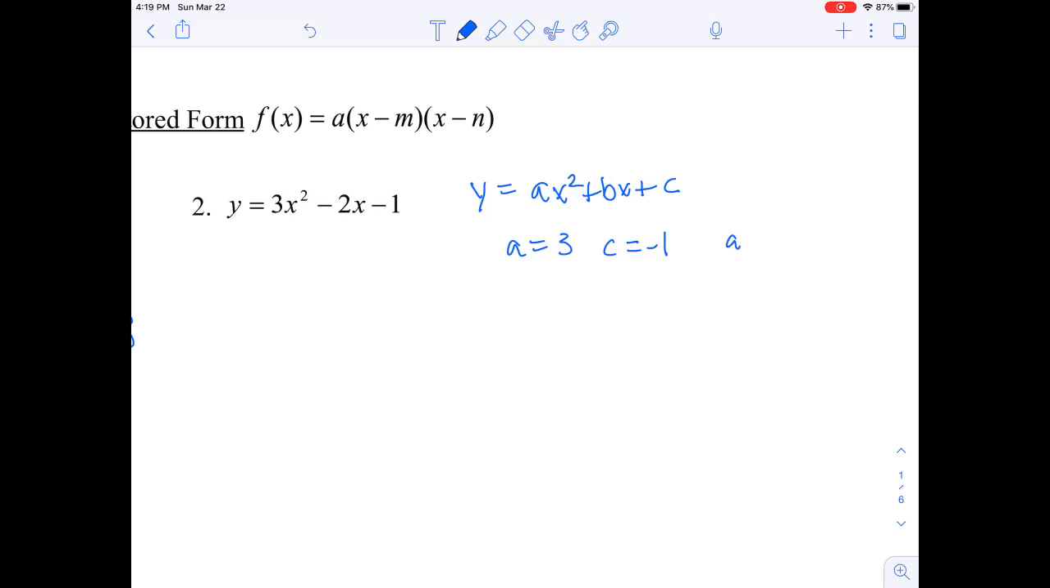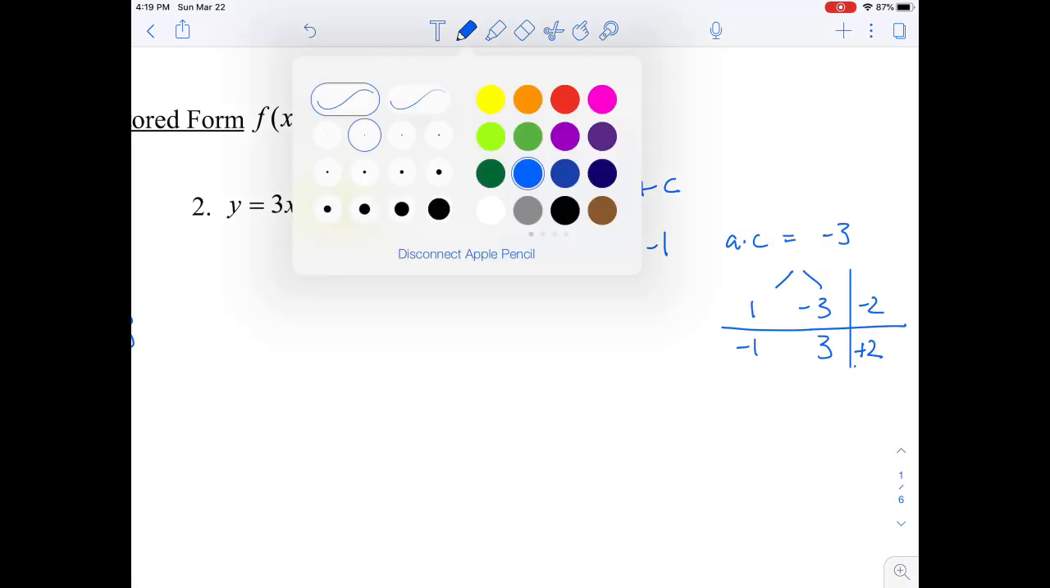So what we do here is we multiply a times c to give us -3, and then we write out all the possible factors of -3, which is 1 times -3, or -1 times +3. And then we sum these up to get -2 and +2. The purpose of this is to come back to our original equation and have a look at the middle term, because what we want to do is break up this middle term appropriately.